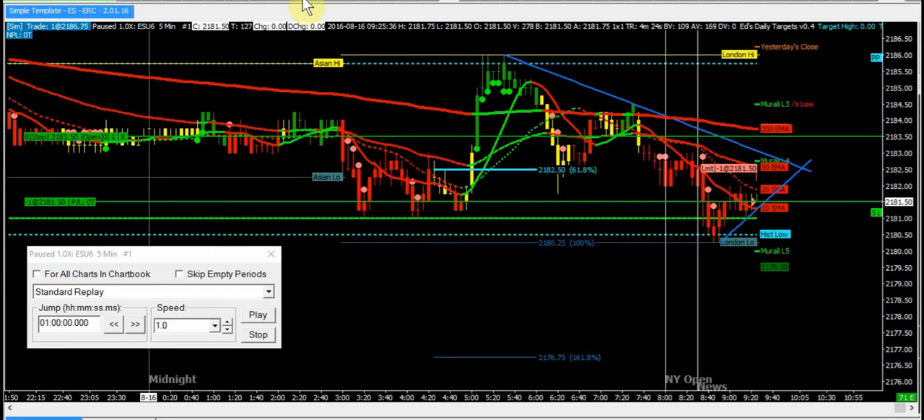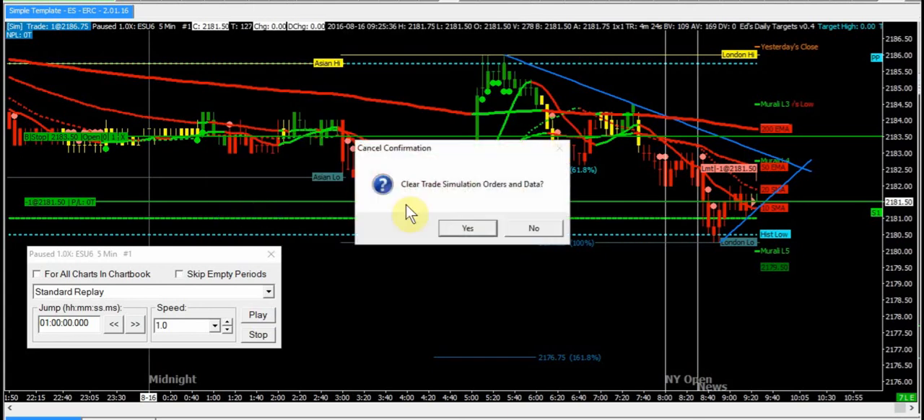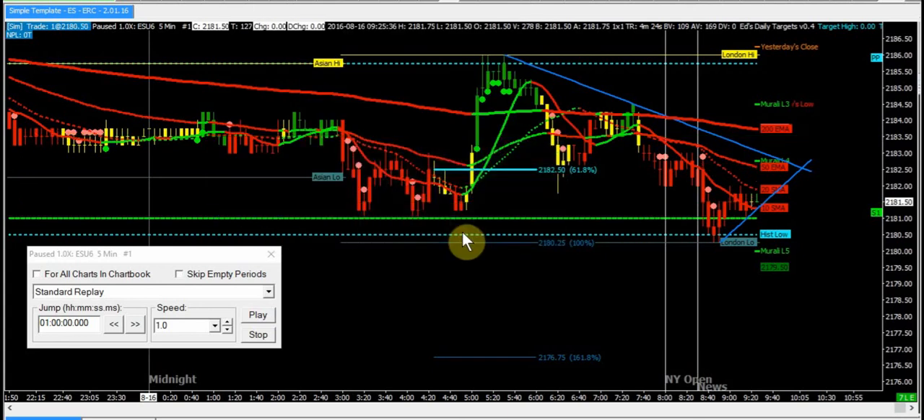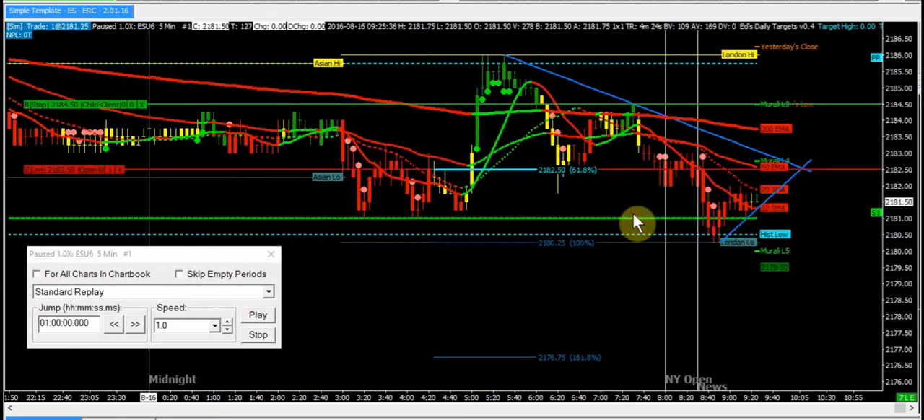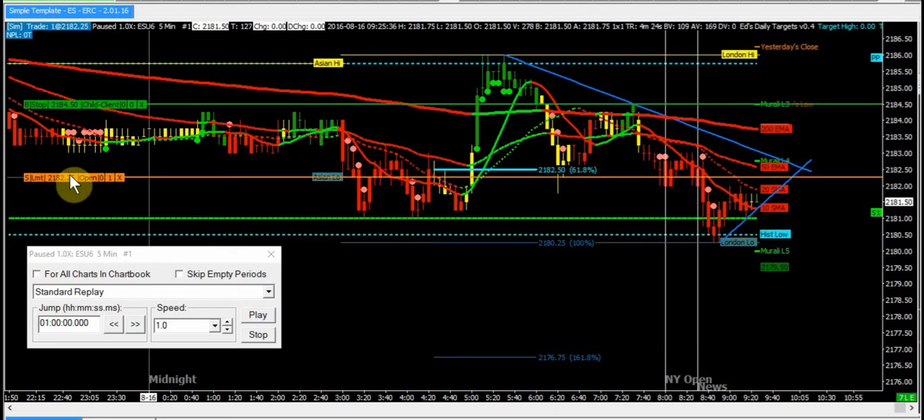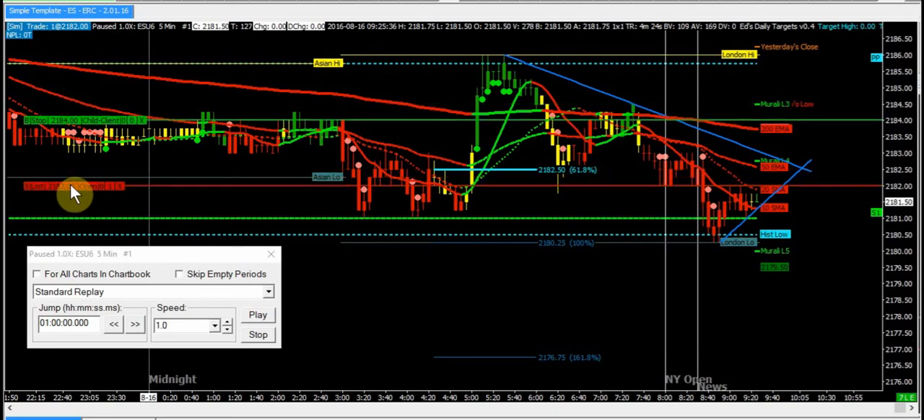So let me. I don't know why that did that. I did not want to get in there. I wanted to get in up here. I want to do a sell limit order up here. Okay, there we go. Let me move that down a couple of ticks, just in case. So we've got a sell limit order at 2182.